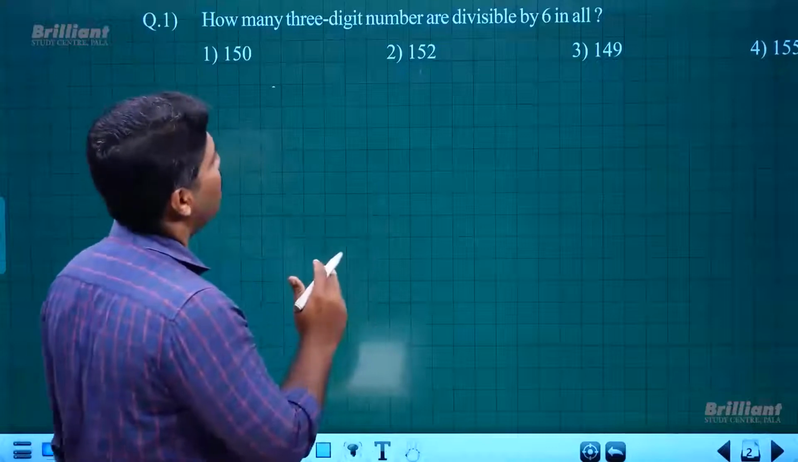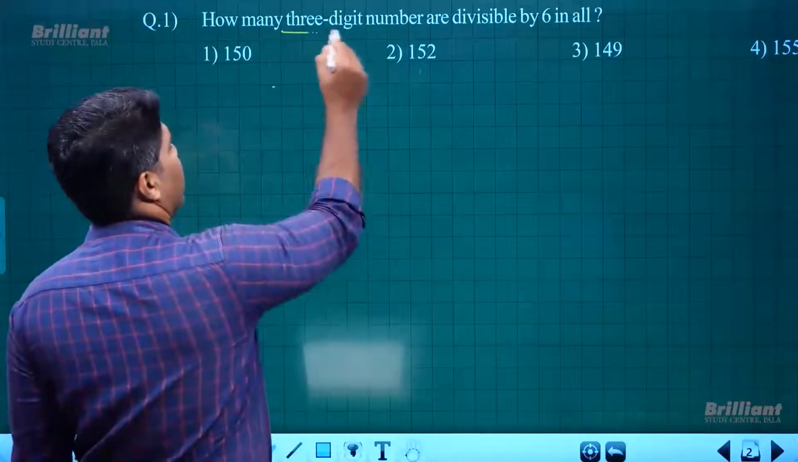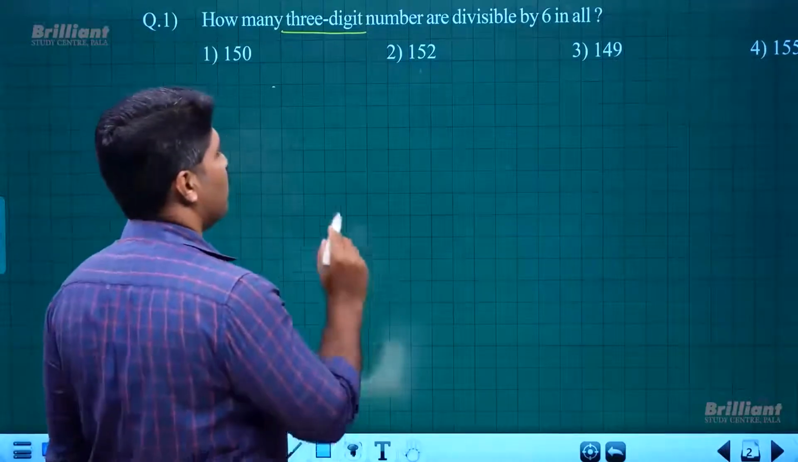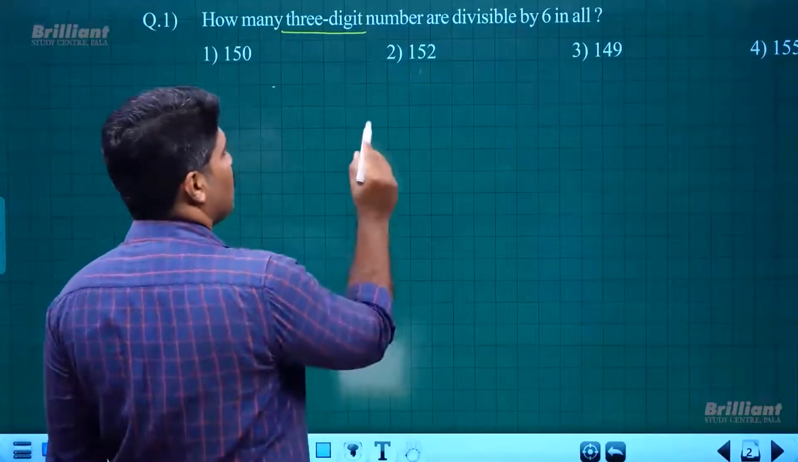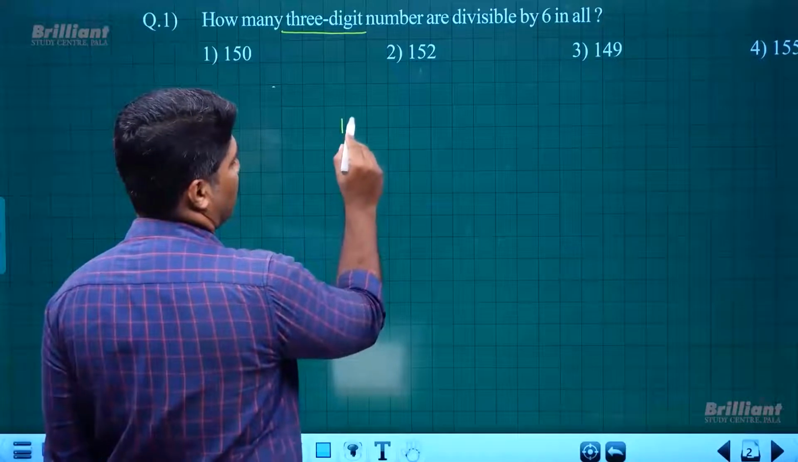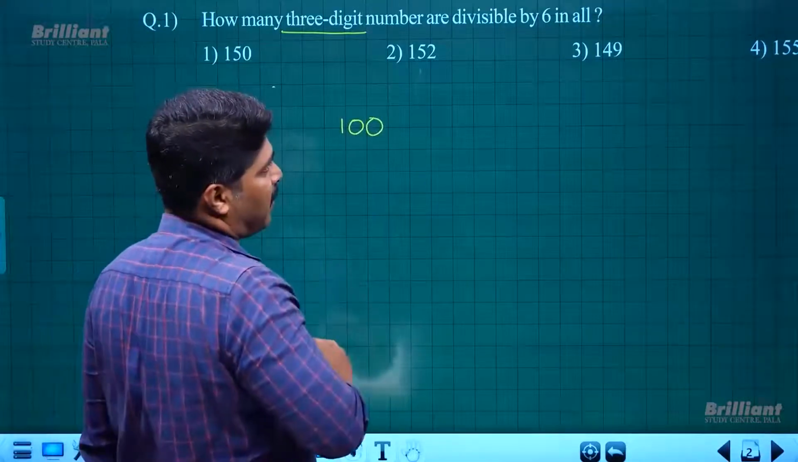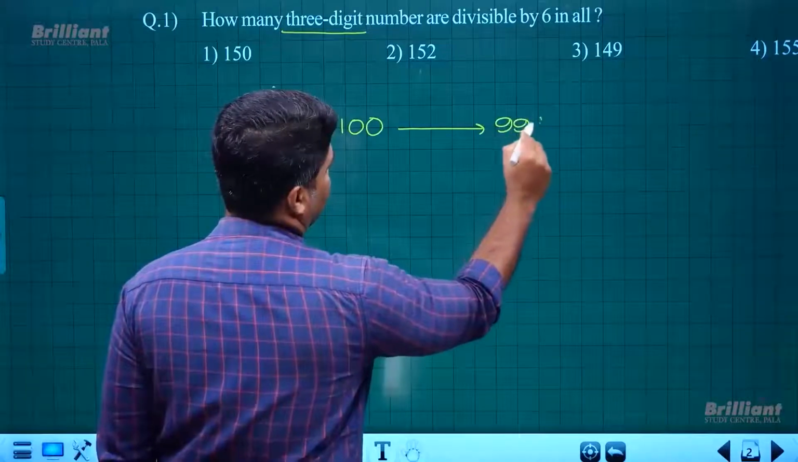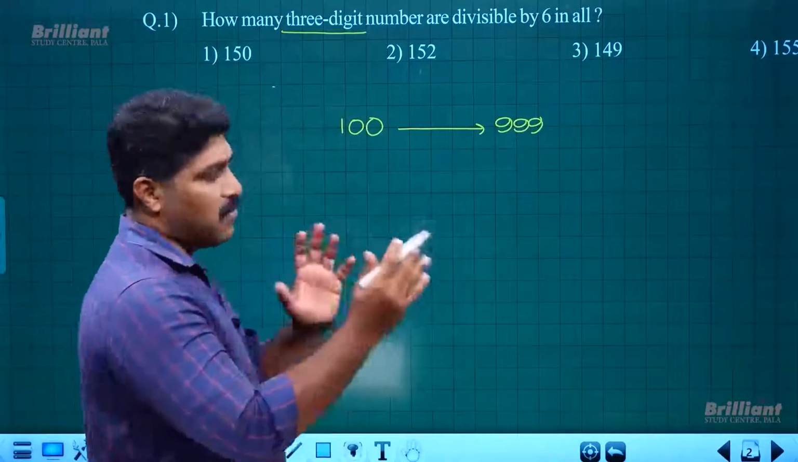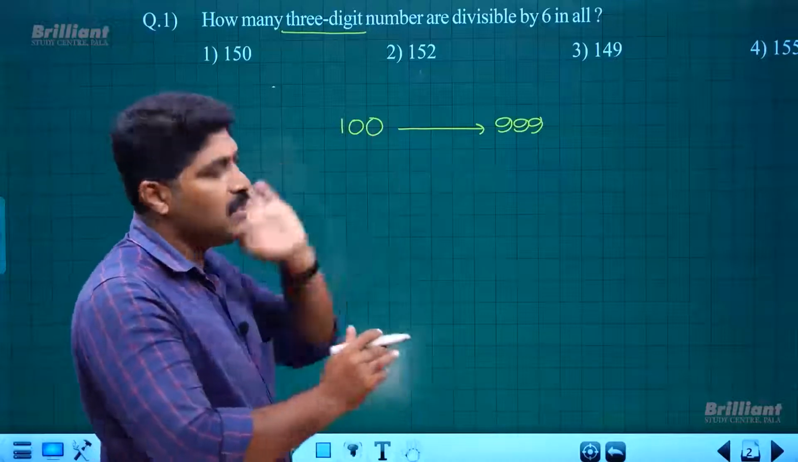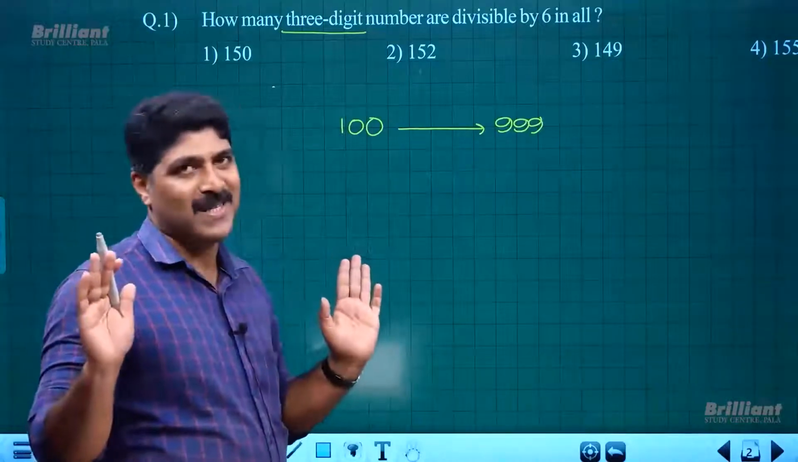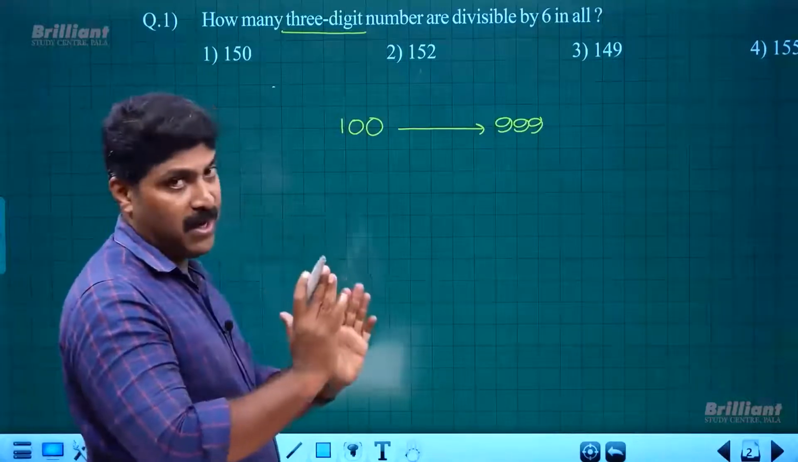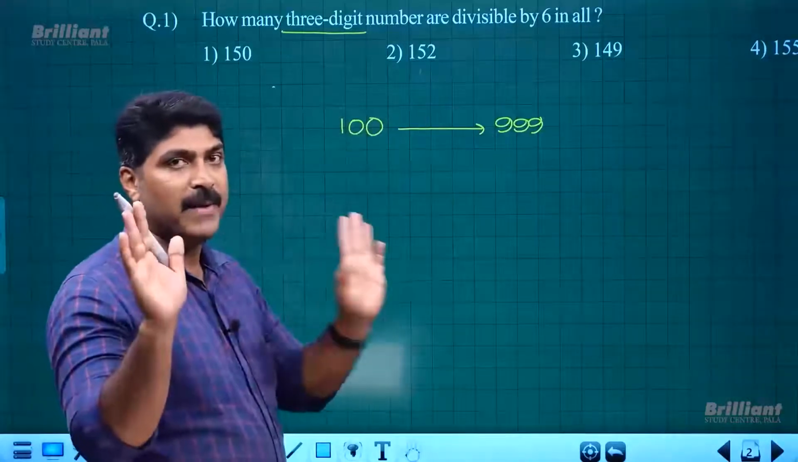Here, first we have to consider this is a range, three-digit numbers. So which is the starting number? We consider the first three-digit number as 100. Which is the largest three-digit number? That is 999. So this is the boundary. While we are considering these two numbers, they are not divisible by 6, then easily we can apply this trick. Understand the point? These two boundaries are not divisible by 6.